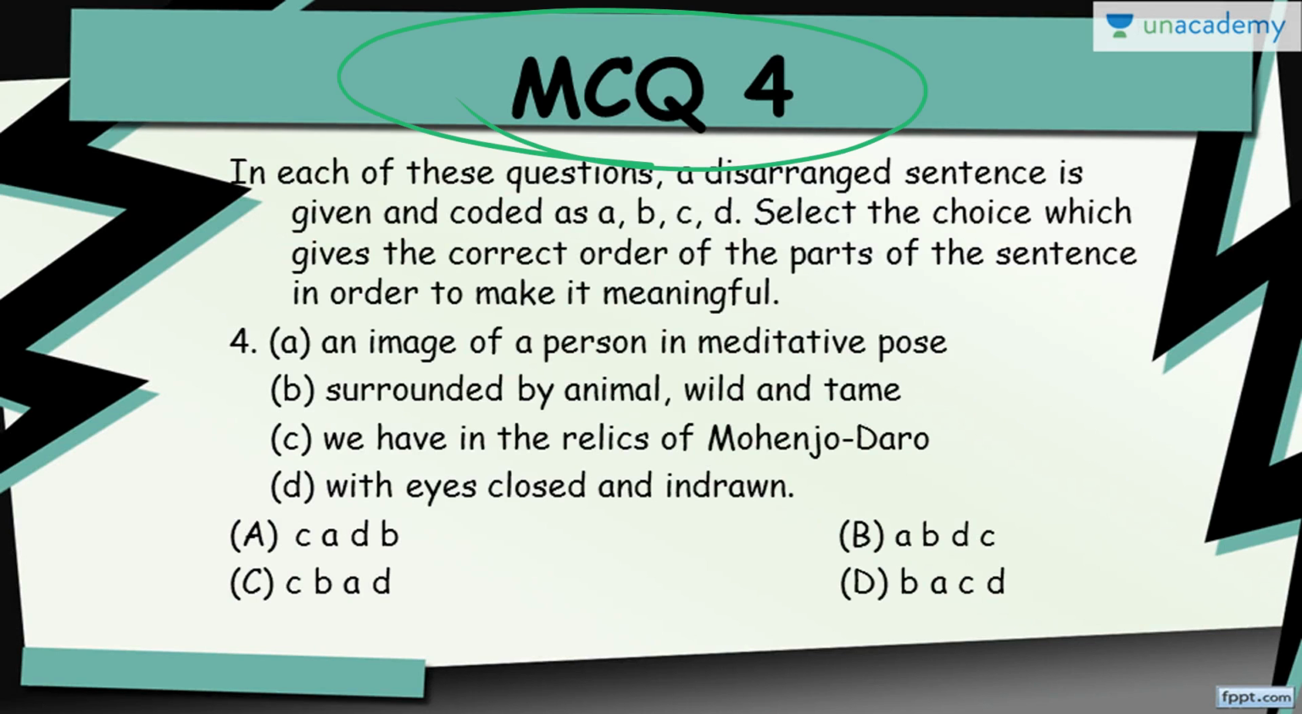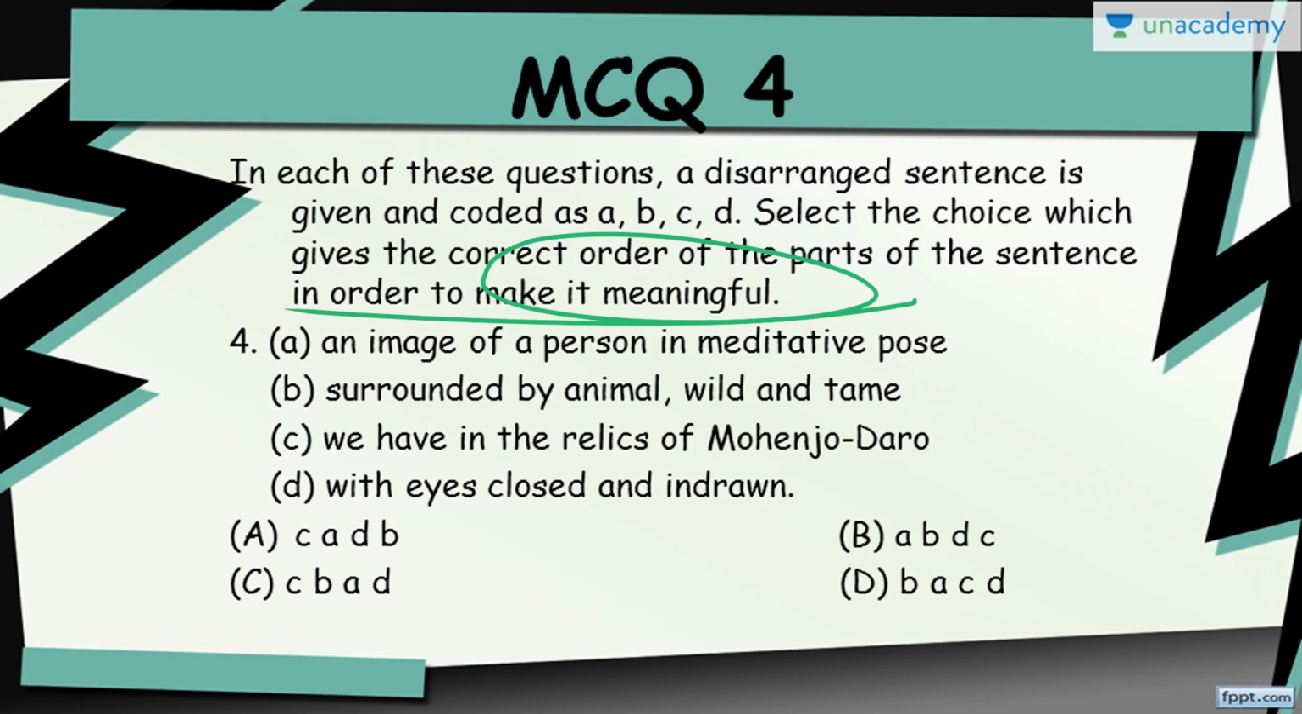Now this is a bit different one. It's a new one. In each of these questions, a disarranged sentence is given and coded as A, B, C and D. Select the choice which gives the correct order of the parts of the sentence in order to make it meaningful. So the fourth question, MCQ.